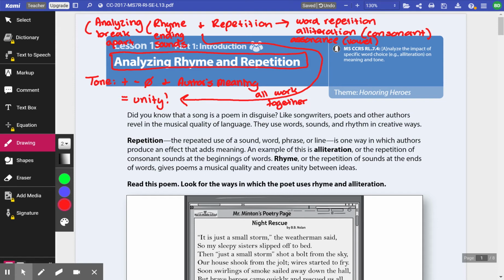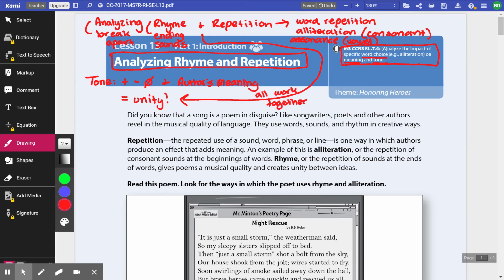All right, so now that we've broken apart our title, let's take a minute to look at our standard. So we're still dealing with RL 7.4, which is analyzing the impact of specific word choice, particularly alliteration, assonance, word repetition, to figure out the meaning and the tone. So this is the same standard we've been dealing with since lesson 12. So this is not something new. This lesson is actually going to go by pretty quick for us because nothing that we're doing in this lesson is new stuff. This is stuff we've been practicing for several weeks.